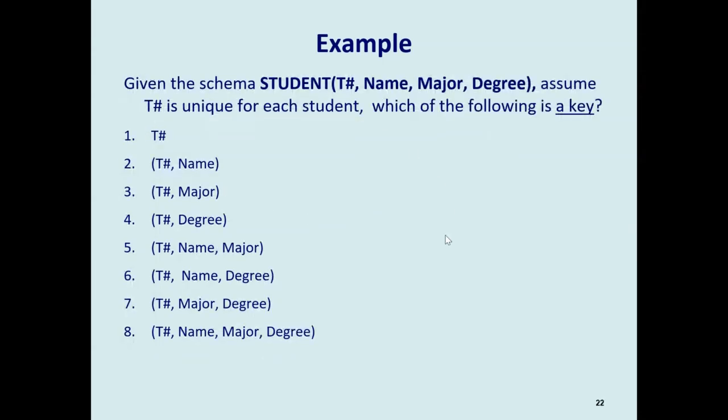So now let's go to another example. Given the schema student, we have the same schema, T number name major degree. We have the same assumption, T number is a key, is unique for every student. So which of the following is a key? I'll give you 1 minute, 2 minutes, to go through these 8 options. So we have 8 options. Which one of them is a key?